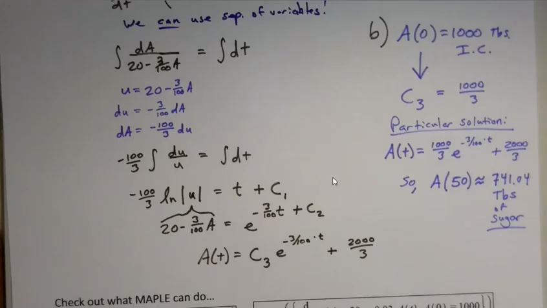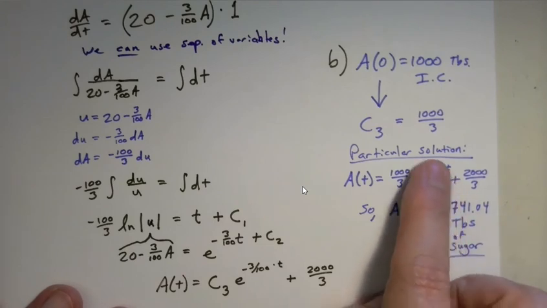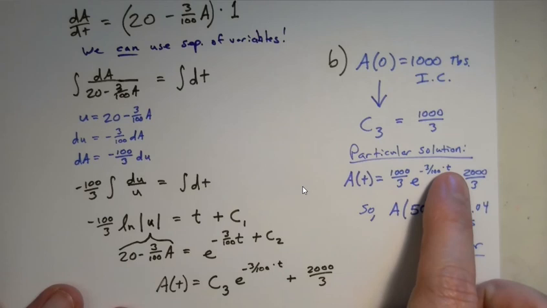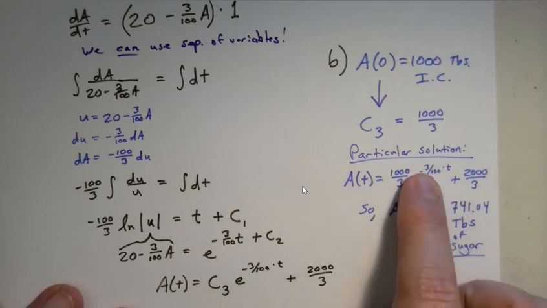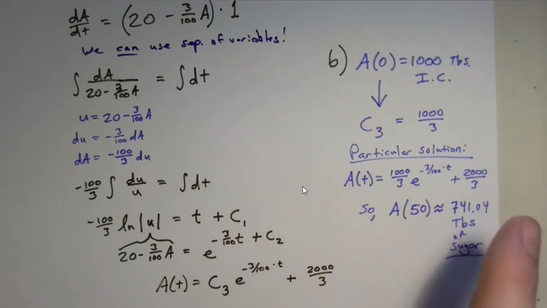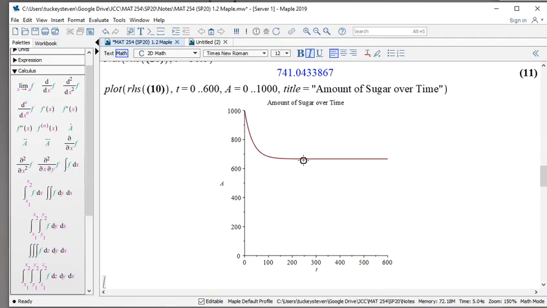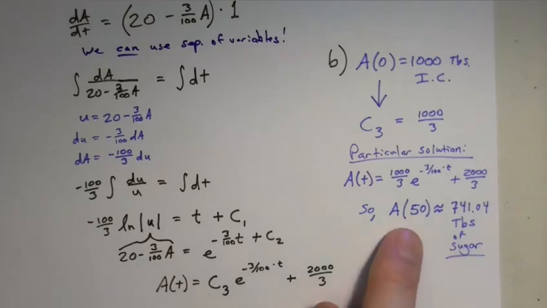Take a look at that. My particular solution, as t approaches infinity, what happens to this term right here? As t gets bigger and bigger and bigger, it's e to the negative infinity, which is 0 as t approaches infinity. So this whole term just goes away, and you're left with 2,000 over 3. 2,000 over 3 is ballpark 660-some, 667. Sure enough, that's about where it's headed, right here. So the plot allows us to see that equilibrium solution that we might have missed in the equation. But the equation itself allows us to make a specific prediction.